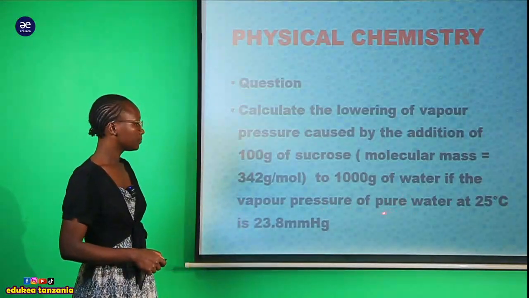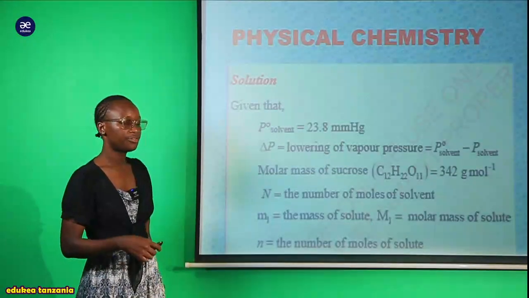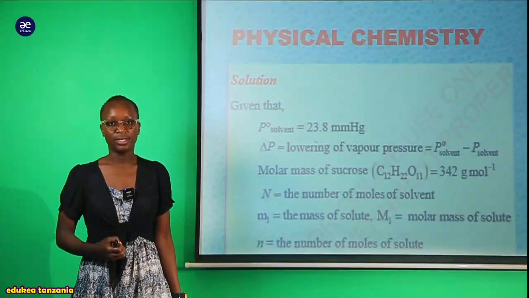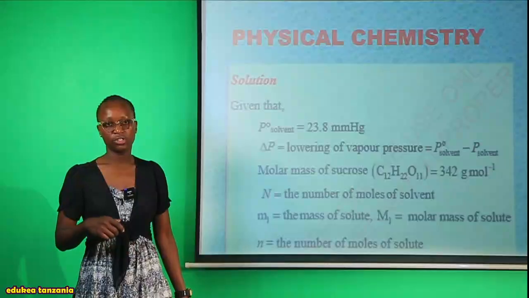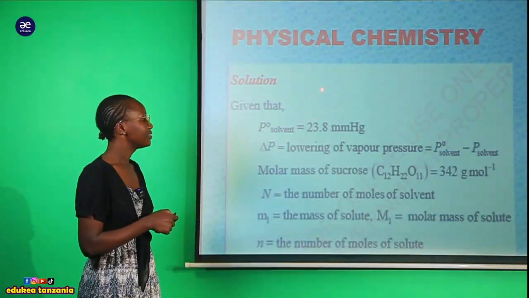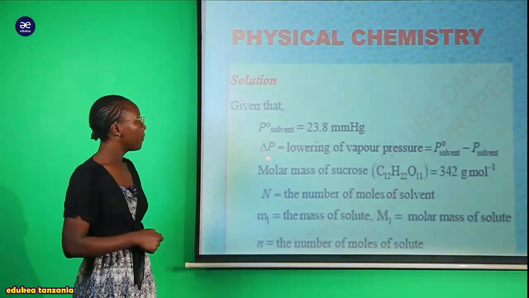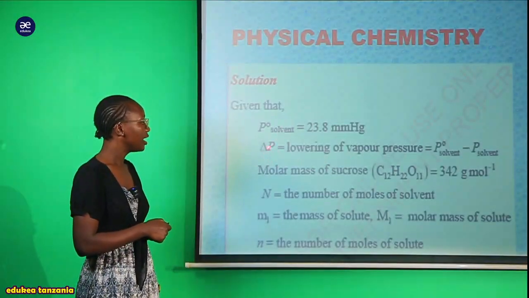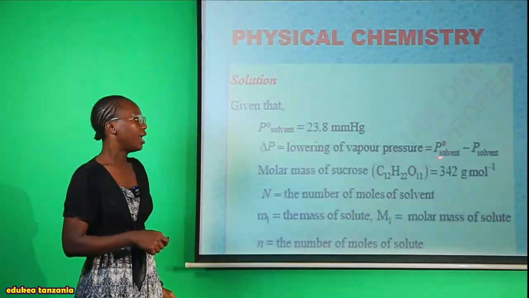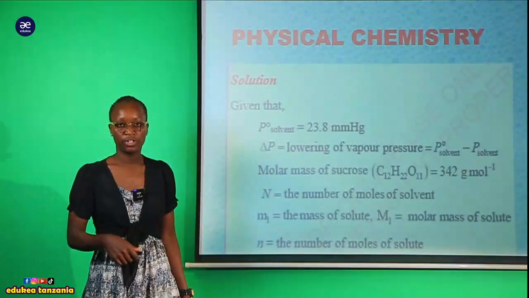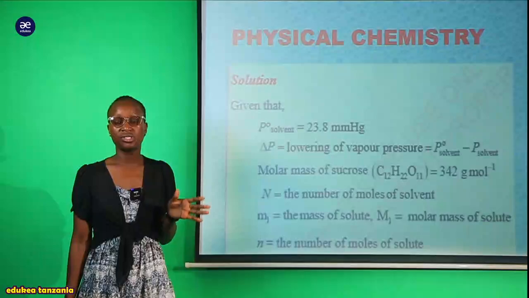Okay, now you can see our solution here. This is our solution, but first of all let us look at the data given. We have been given the pure vapor pressure of the solvent, which is 23.8 mm of mercury. We also know that the change in pressure, which is the lowering in vapor pressure, is equal to the pressure of the pure solvent minus the pressure of the solvent. That is known, that formula we saw at the very beginning when we considered the concepts of lowering in vapor pressure.